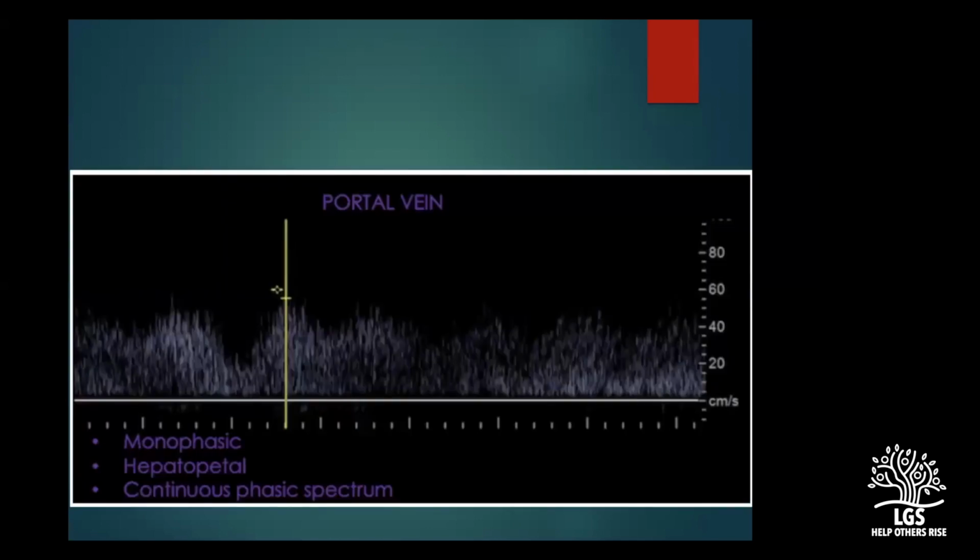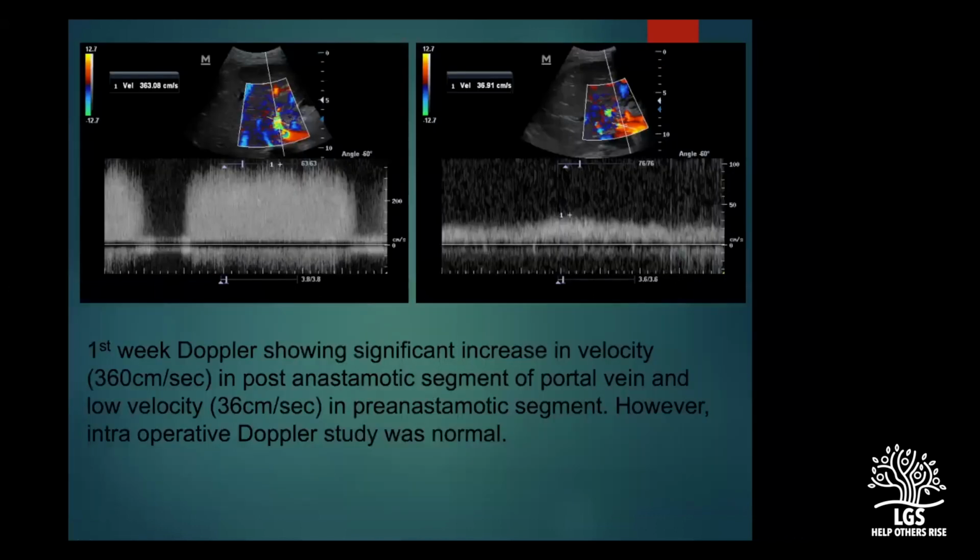Now we are done with the hepatic artery. I'm just moving on to the portal vein. The portal vein, again, we all know how the portal vein flow looks. It's monophasic, it has to be hepatopetal, and you see this continuous phasic spectrum on the ultrasound. And we know the velocity of the portal vein as well, as to how much it should be.